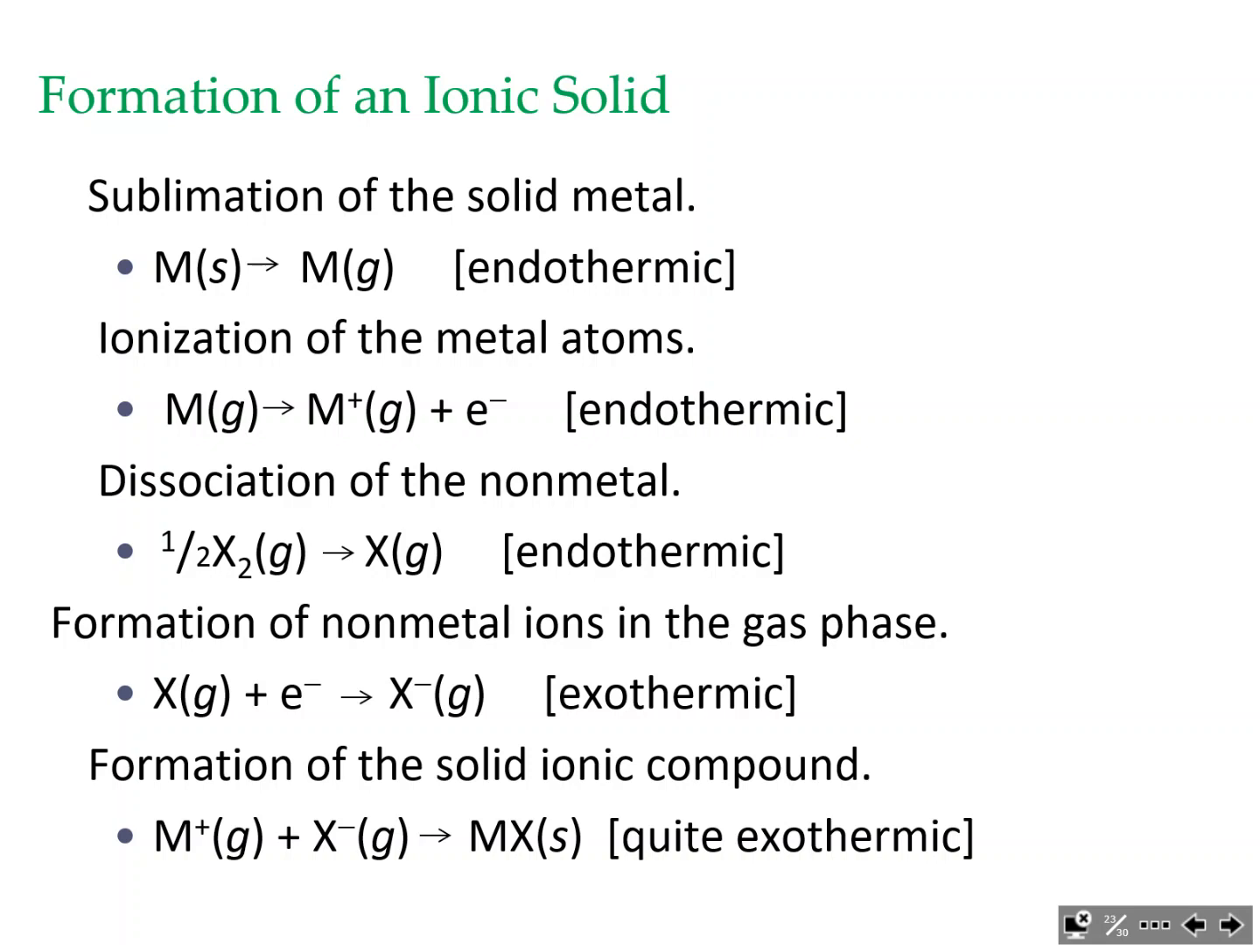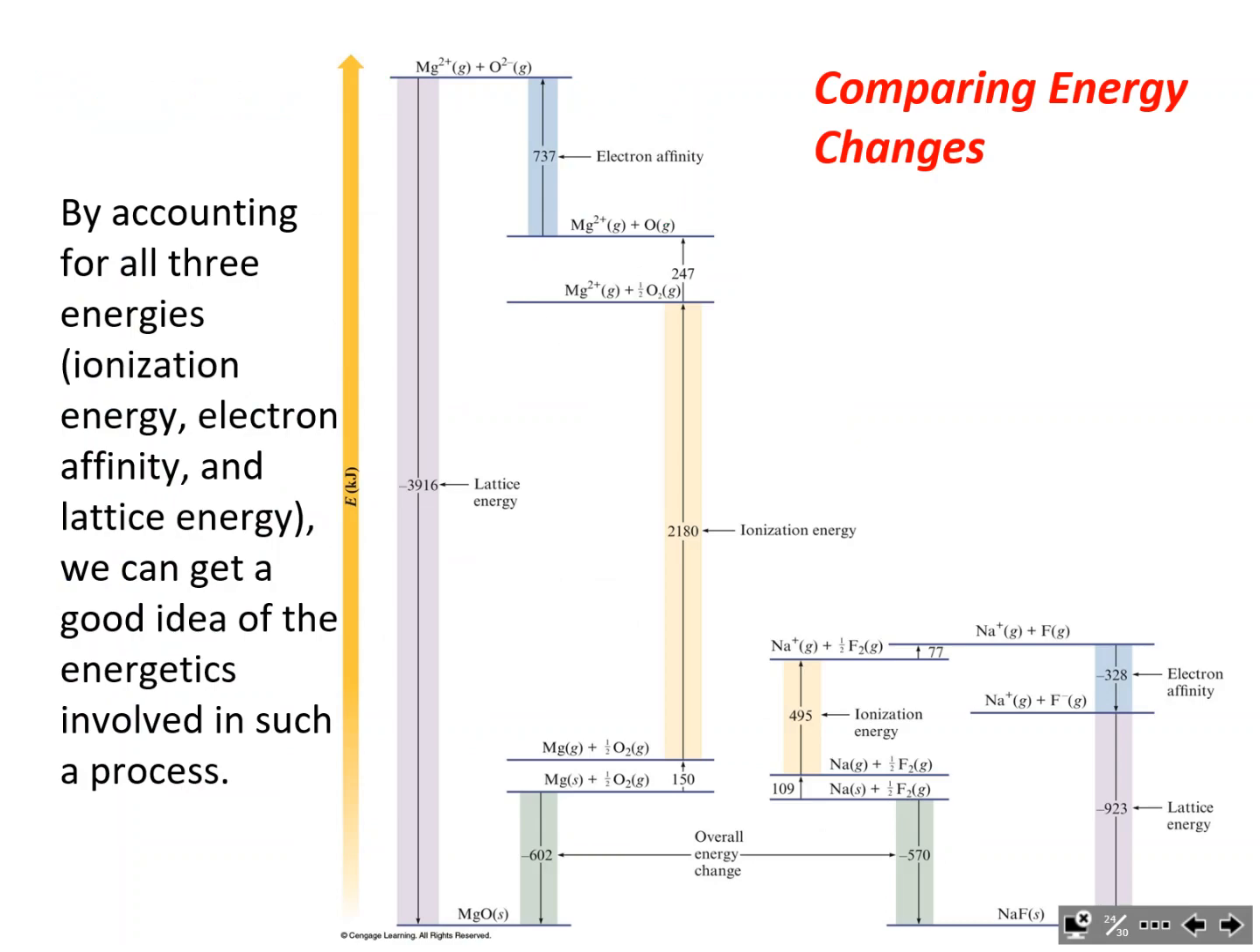The last two processes are exothermic. First, formation of the nonmetal ions in the gaseous phase. You basically have to add the electron to, say, the chlorine or this X here, and forming is warming, so that's exothermic. And then when the two oppositely charged gaseous ions come together, it releases energy, quite exothermic. It's a huge amount of energy. So let's talk about that.